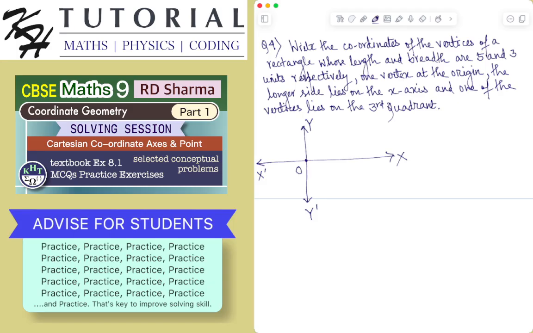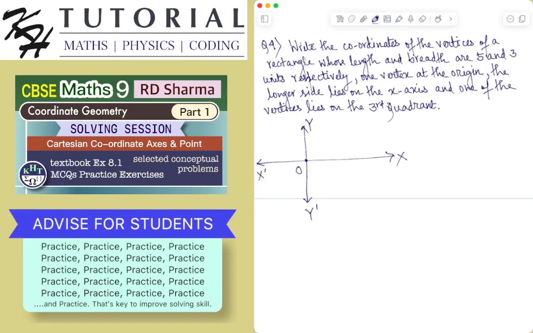So that means the vertex opposite to the vertex O, which is along the longer side, will be on the x-axis, and the distance will definitely be the length of the longer side. The longer side will be of length 5.